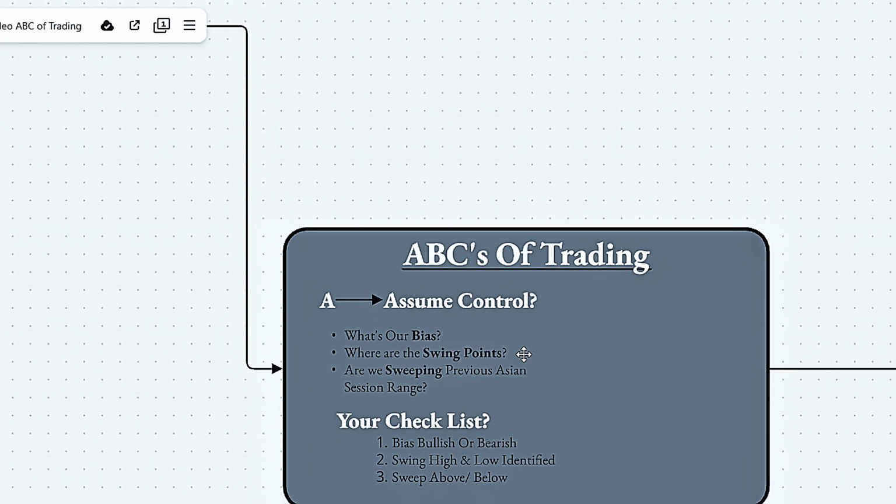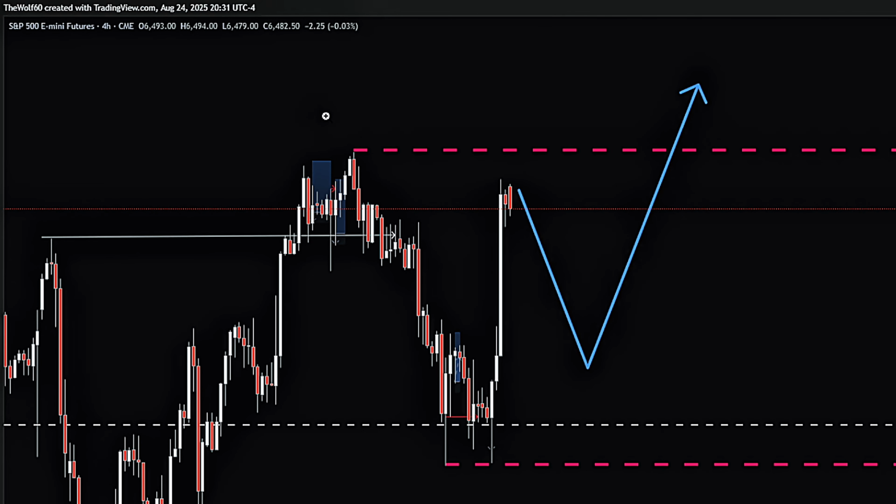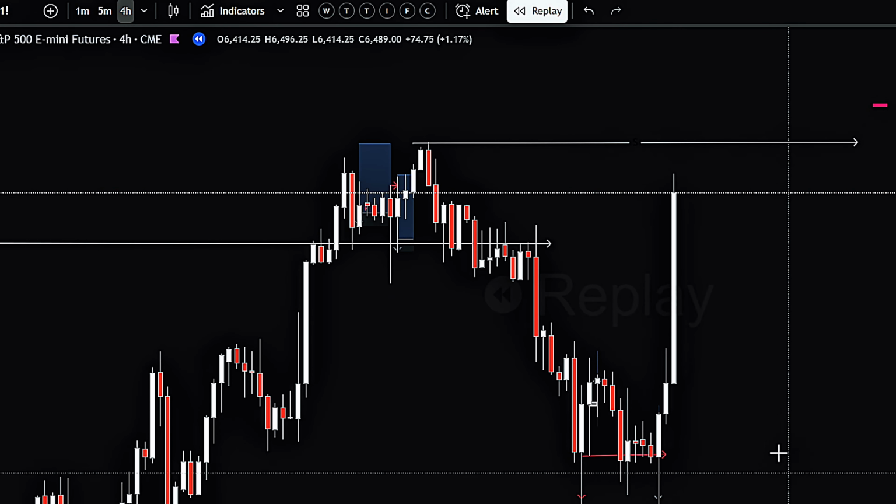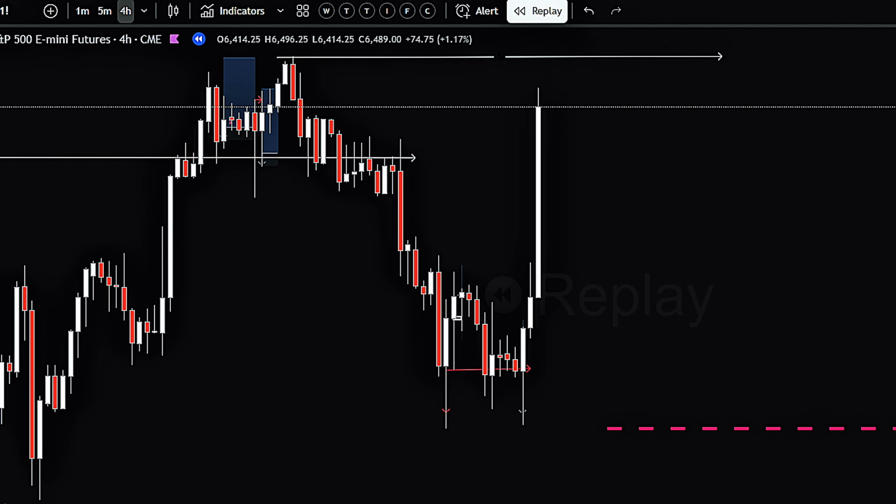Then let's go ahead and start with our ABCs of trading. A, we're assuming control, right? What is our bias? Where are the swing points? What are we sweeping? That's the biggest question we have to ask ourselves. These are the starting questions. Now we have to go through this checklist: bias, bullish, bearish, what's the swing high, swing low. We have to figure all of that out, and then we can figure out what's going to be swept. That's going to help us figure out the direction of the market and help us start narrowing down where we're going to take our trades.